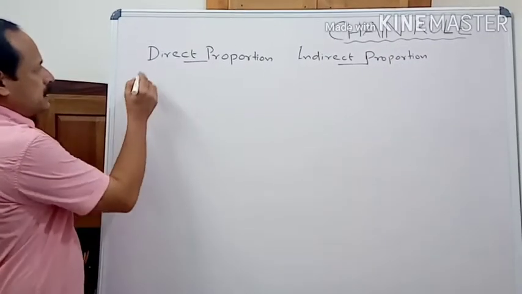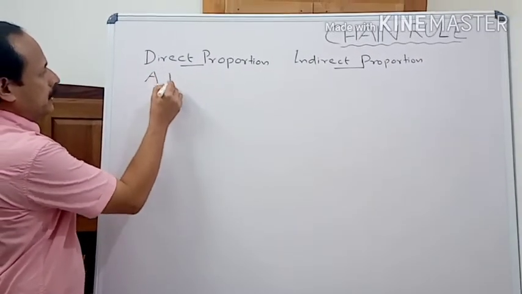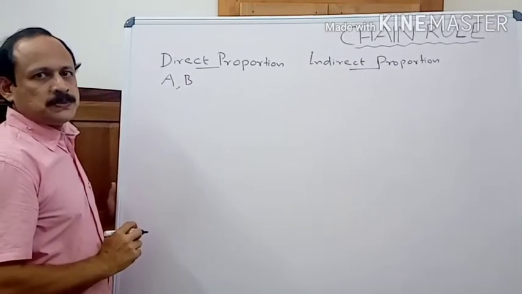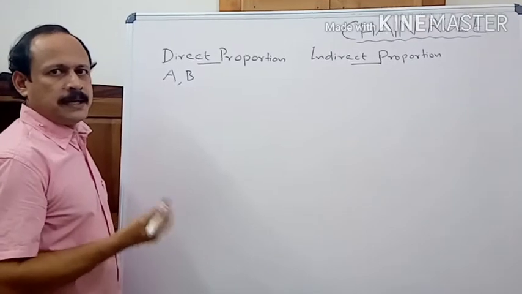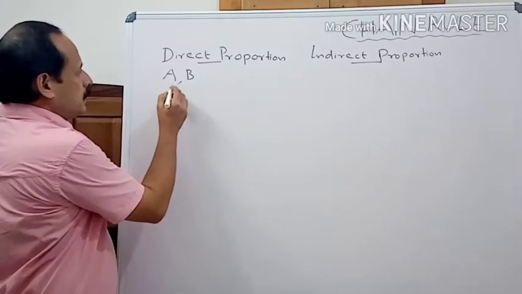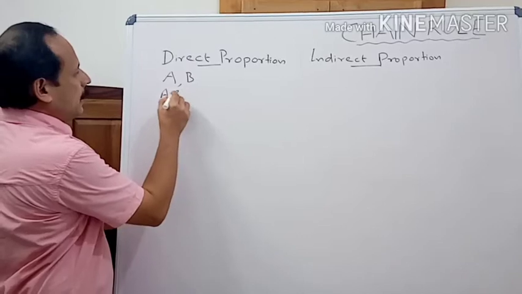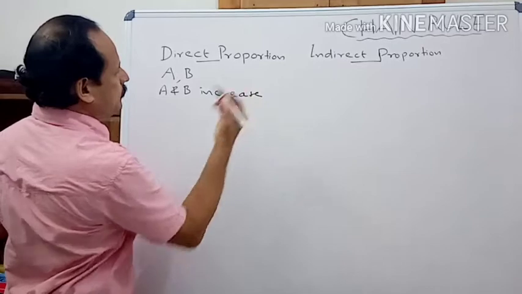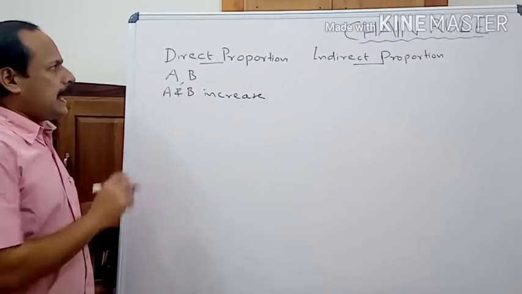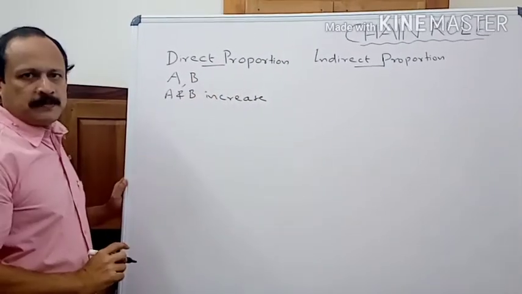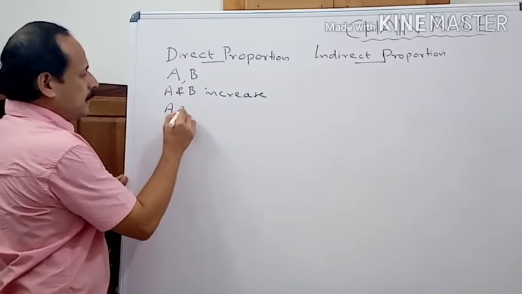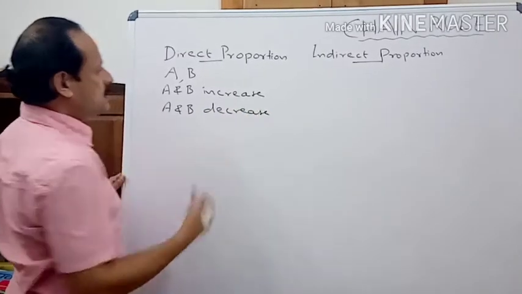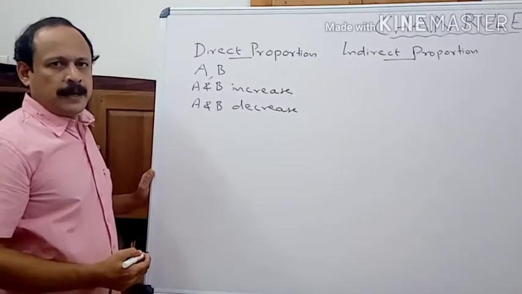You take two quantities A and B which are related in some way. If A and B both increase, we say that A and B are in direct proportion. If A and B both decrease, we say that they are in direct proportion.